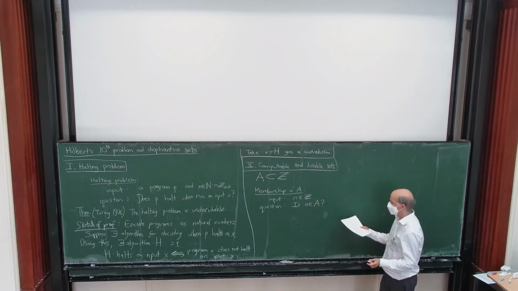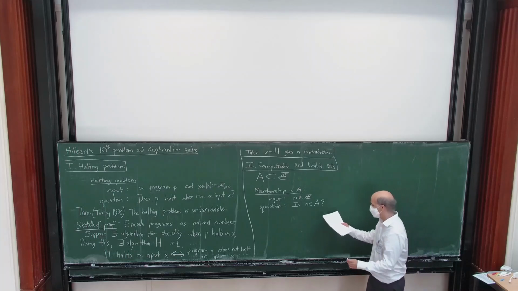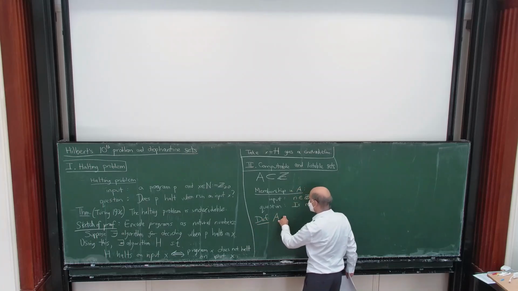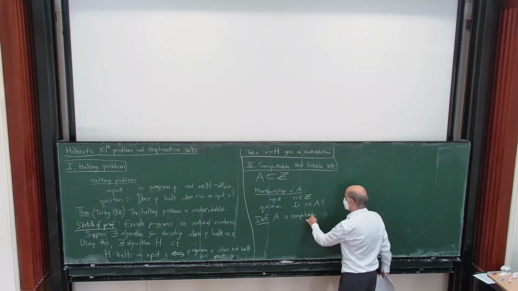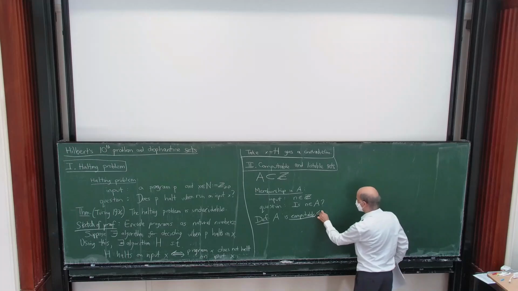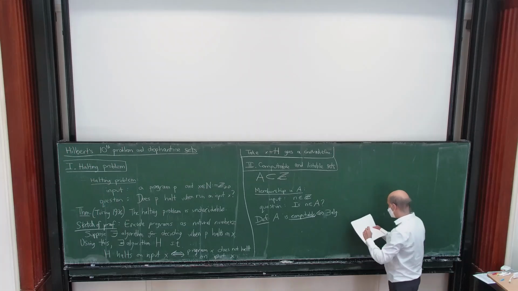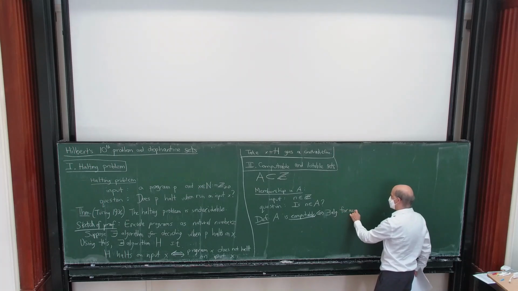Okay, so for some A, this is decidable. But for some A's it's not, and so A is called computable if there is an algorithm for solving this problem, an algorithm for membership in A.